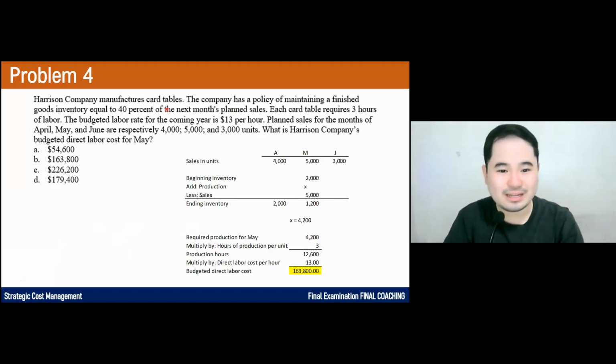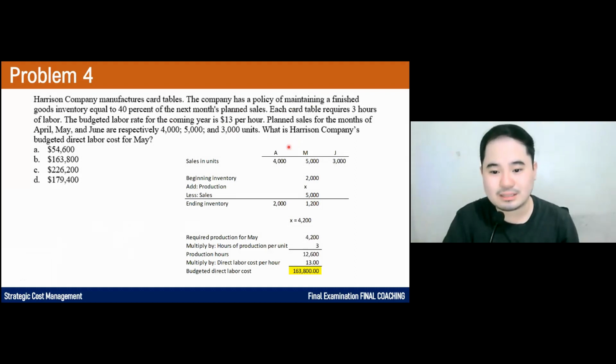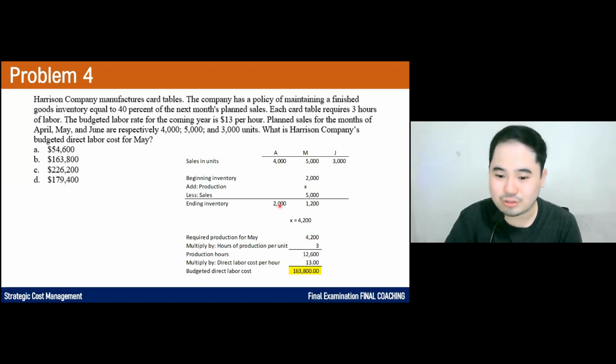Okay, so ulitin natin ha. The company has a policy of maintaining a finished goods inventory 40% of the next month sales. So ililista natin, April, May, June. Okay, 4,000, 5,000, 3,000. Our point of consideration is May. Okay? If your sales in May is 5,000, the ending inventory for April is 40% of the next month sales. What is your next month sales for April? Eh di May, di ba? So, 5,000 times 40%, 2,000. Yun ang i-bring forward mong beginning inventory. Tama ako, 2,000. Di ba?